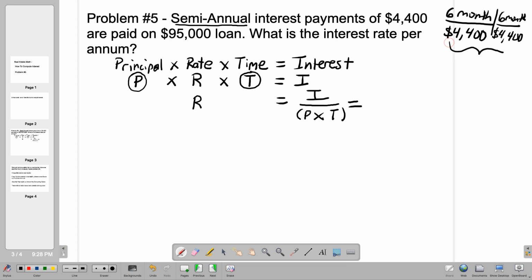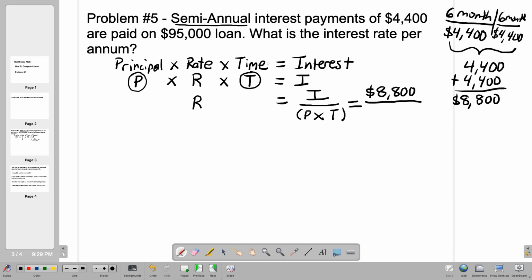And to represent the entire year, because we're trying to find the total interest per annum, which is the interest for 1 year, we add these two together. And so when you add 4,400 plus 4,400, we get a value of $8,800. Okay, so this is going to represent our I. So we have 8,800.